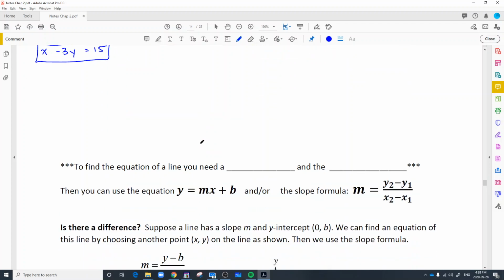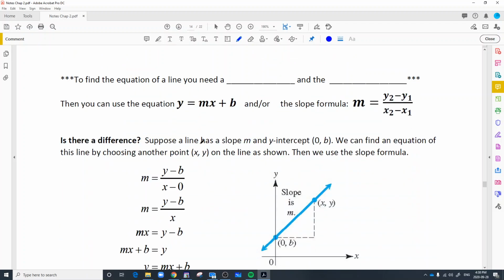Moving on, we are going to now do what we need to do in this chapter, which is to find the equation of a line. To find the equation of a line, you always need two things. You need a point and you need a slope. And then to find the equation of a line, you can use one of the following equations. You can use the slope-intercept equation, or you can actually use the slope equation.